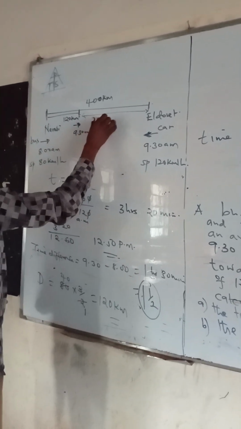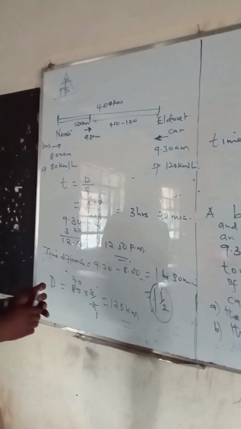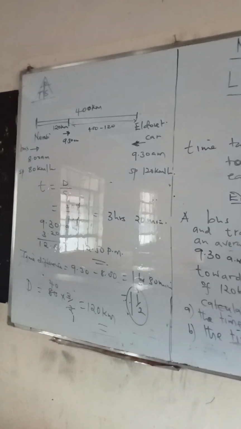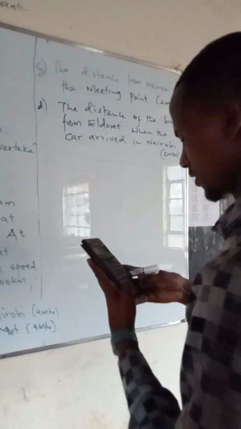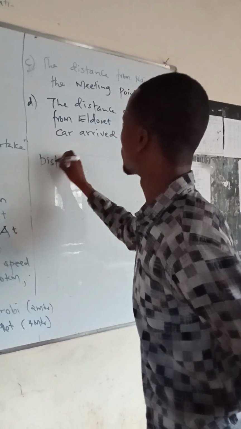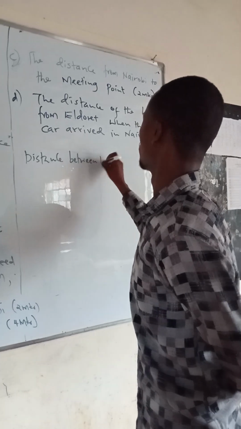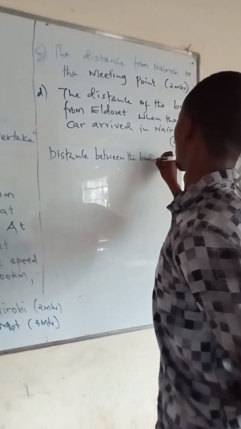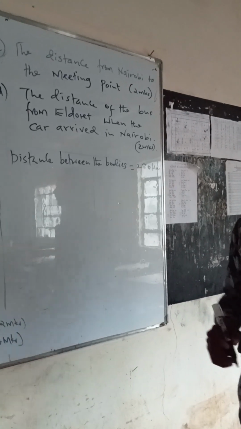It is 400 minus 120, which will give us 280 kilometers. Therefore, the distance between the bodies, very important, is 280 kilometers.